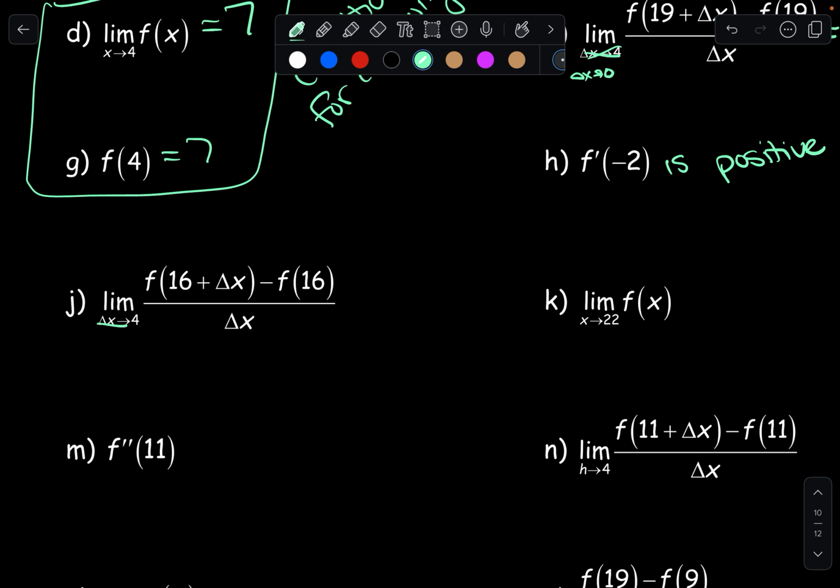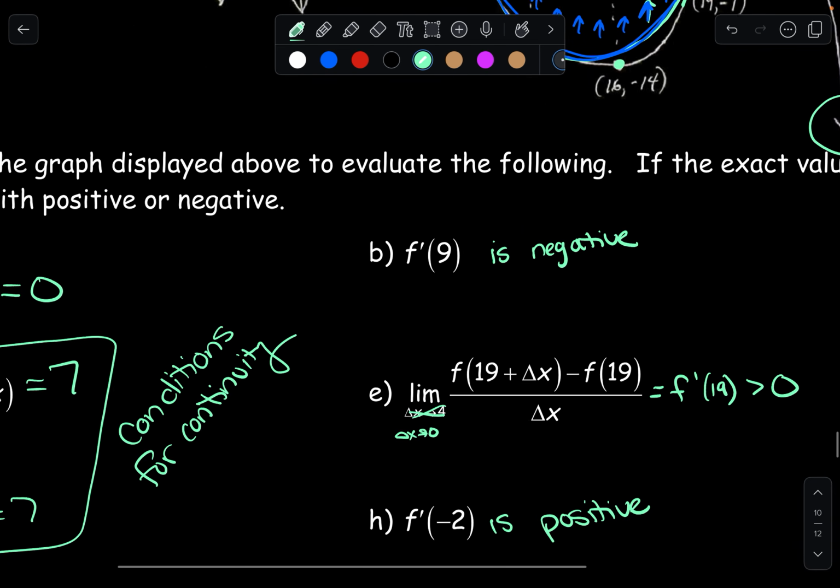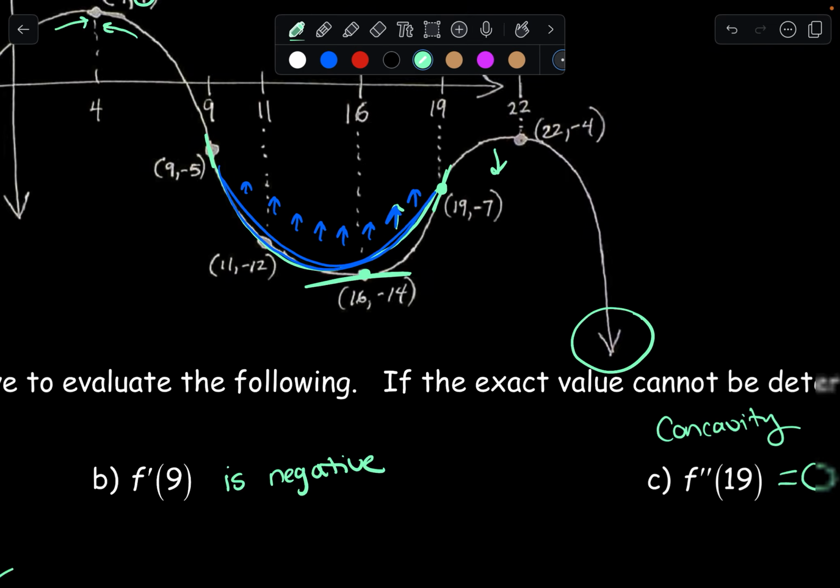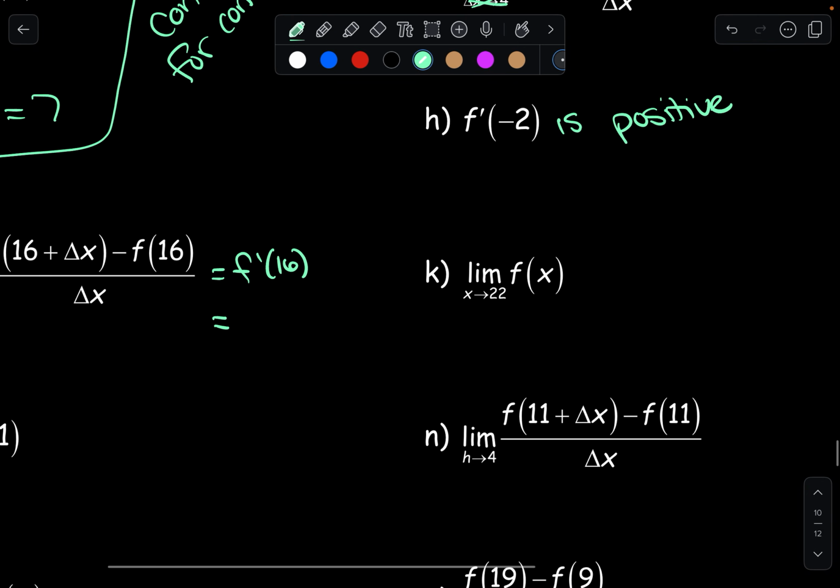J is the limit process again. That should be as delta x approaches 0. And this is equivalent to f prime of 16. So if we zoom in on x equals 16, we can see that it is a minimum, okay? So that means the slope of the tangent line at this minimum is going to be 0. Therefore, f prime of 16 is equal to 0, because that is a local extrema.